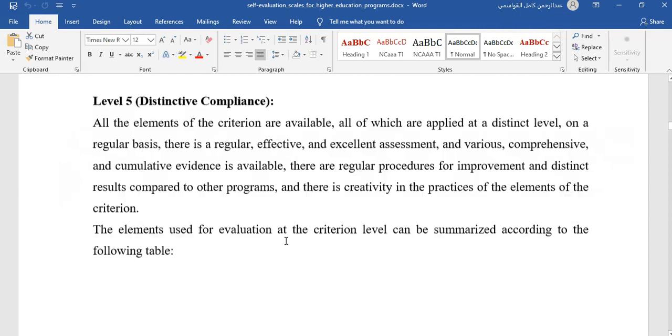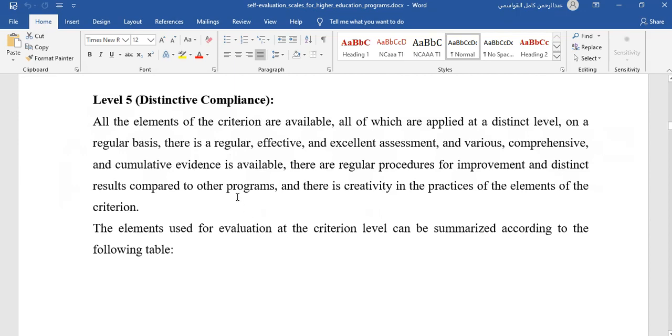Now we are talking about comparing your results, not year by year with the previous year. Here we are comparing our results with other programs. And there is creativity in the practices of the elements of the criteria. We don't use only traditional or classic methods. We have something creative that is implemented at a high level.